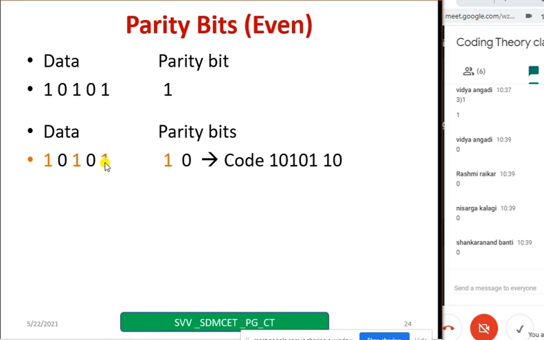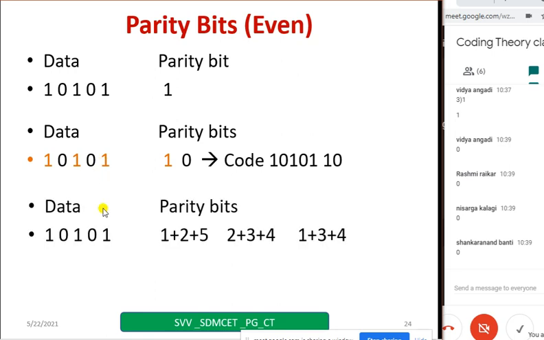I can have in general something. See, I have data bits. Parity bits I can take first, second, fifth bit. One more parity can take second, third, fourth. Third parity can take first, third, fourth. So now these 5 plus these 3 bits together it becomes a code word. This is data. These will become parity bits. Together it will become a code word.